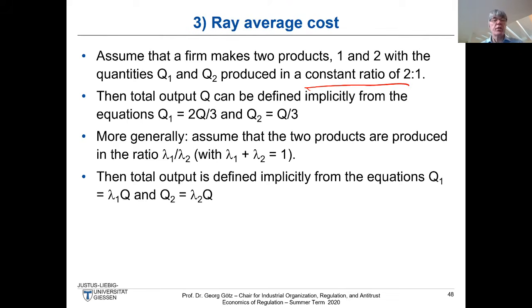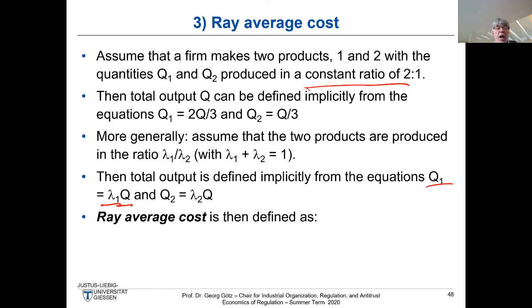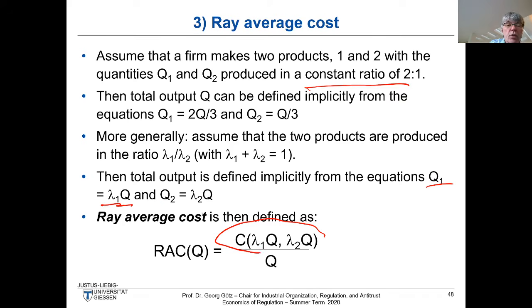Implicitly, the output is then defined. If you know the lambda 1 of the Golf and you know the total number of cars, you know how many Golfs are produced. The ray average costs are then just the total cost, taking into account that if you produce 6 million cars, 4 million of the cars will be Golfs, and 2 million of the cars, namely 1/3, will be Touaregs, divided by the total number of cars.